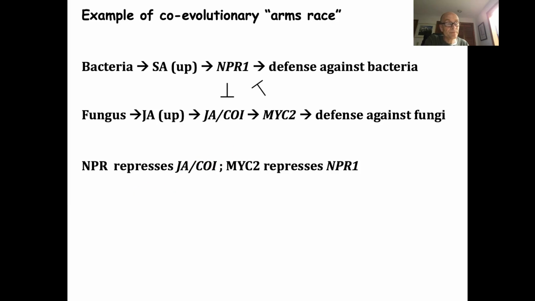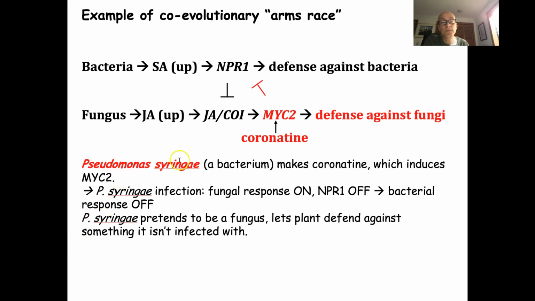So there's a particular type of bacterium that's called Pseudomonas syringae. It's a bacterium. It would require a bacterial defense response. But Pseudomonas has evolved a secondary compound of its own that's called coronatin. Coronatin activates MYC2, which activates defenses against fungi. And MYC2 inactivates NPR1, which activates defenses against bacteria. Now remember, Pseudomonas is a bacterium. So it invades the plant.